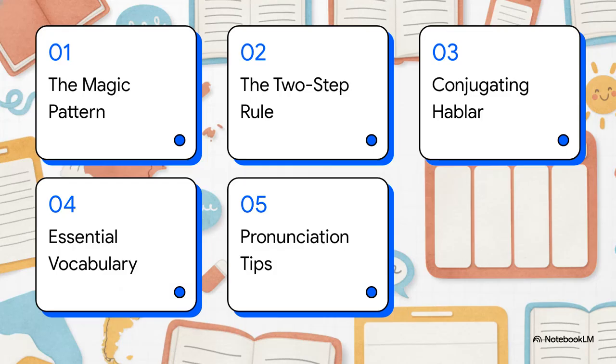Here's a super quick roadmap for today. First, the magic pattern. Second, the two-step rule. Third, we'll practice by conjugating hablar. Fourth, some essential Spanish vocabulary. And finally, pronunciation tips and tricks. Let's get right into it.